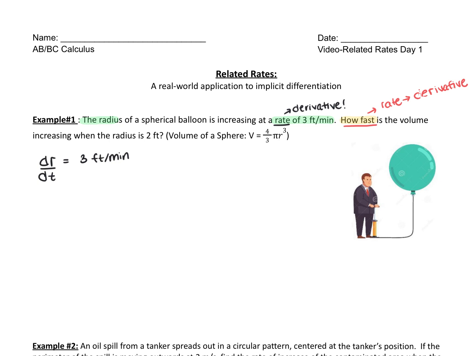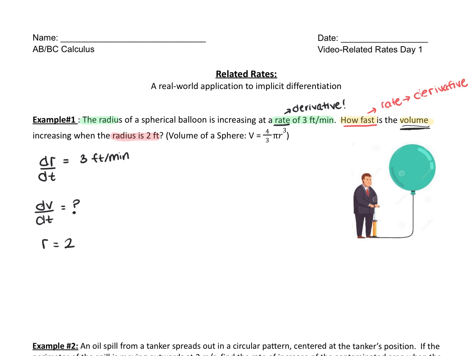And then they want to know how fast is the volume. So they're saying volume this time. So volume, we can use the letter V. So we can say dV dt. And we're going to put a question mark. How fast is the volume increasing when the radius is exactly 2 feet? So our R is 2.